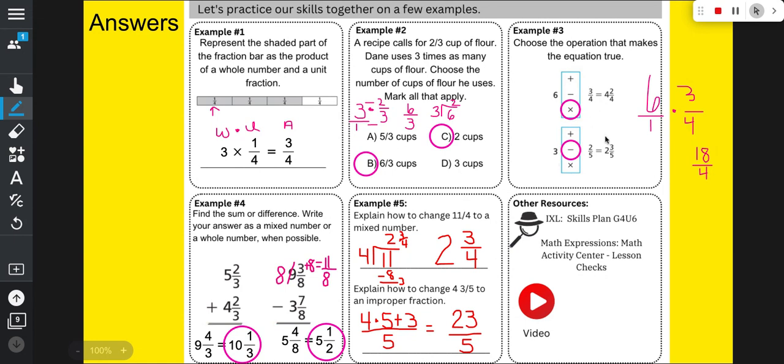If I have 3 and I end up with 2 3/5, 2 3/5 is almost 3. So if I only subtract a part out, that's the answer I would get.